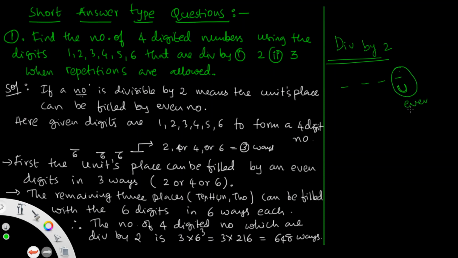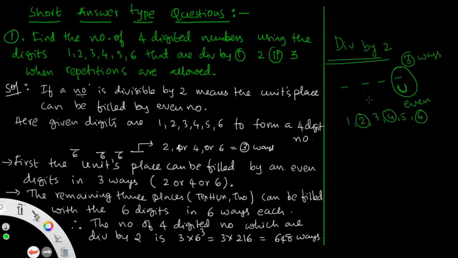In this question, how many digits are given? Digits 1, 2, 3, 4, 5, 6 are given. So the even numbers are 2, 4, and 6. So this can be done with either 2 or 4 or 6. So that is 3 ways.